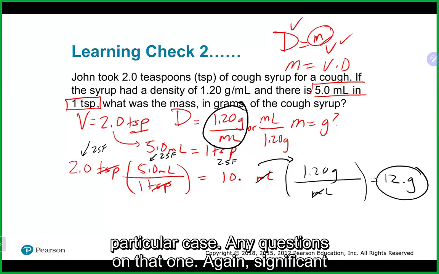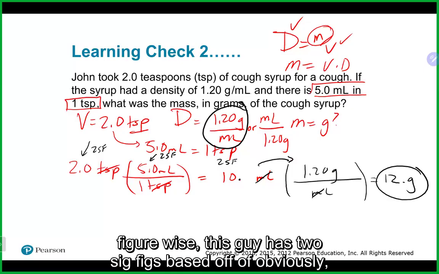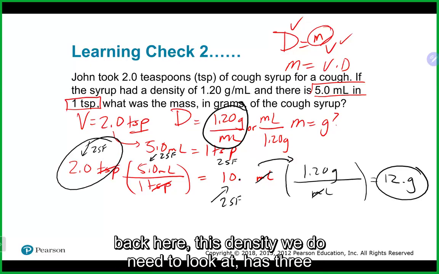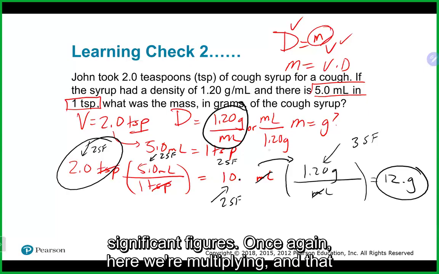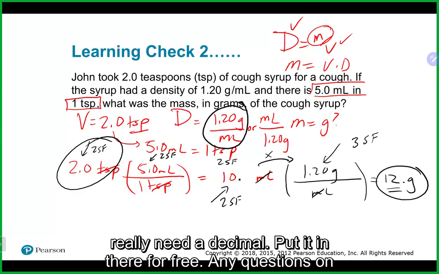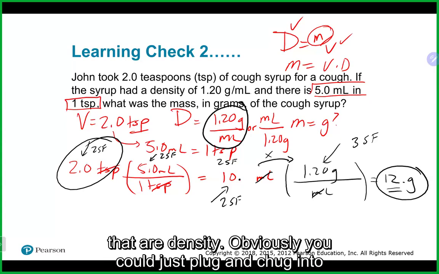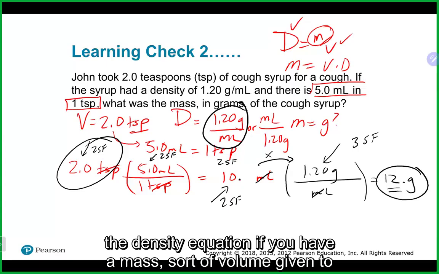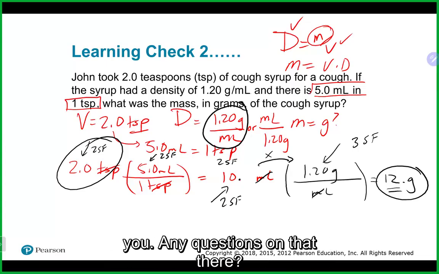Any questions on that one? Again, significant figure wise, this guy has 2 sig figs based off of obviously back here. This density we do need to look at has 3 significant figures. Once again, here we're multiplying, and that means we should end up with 12 in this particular case. Don't really need a decimal, put it in there for free. Yeah. Any questions on that? Or density? Obviously, you could just plug and chug into the density equation if you have the mass or the volume given to you. Any questions on that there?